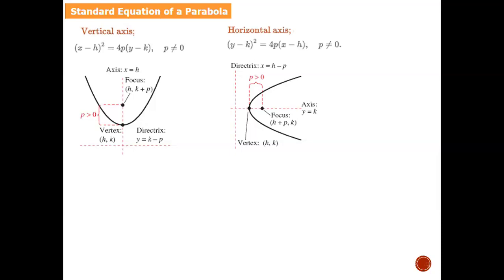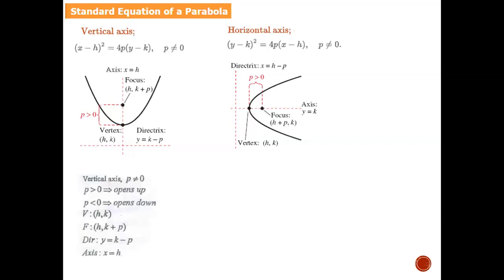So the standard equation of a parabola is given by these formulas. We have a vertical axis formula and we have a horizontal axis formula. So it's very important for us to know the direction of the parabola, that way we have the correct notation.